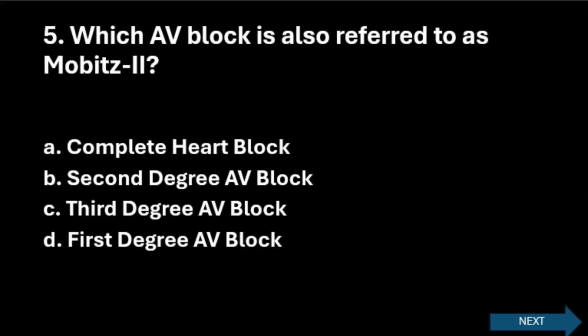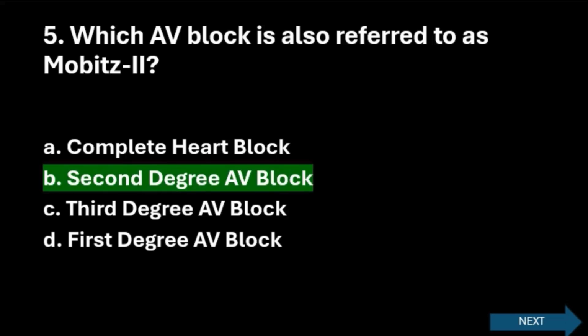Next question. Which AV block is also referred to as Mobitz type 2? Option A, complete heart block. Option B, second degree AV block. Option C, third degree AV block. Option D, first degree AV block. Here the right answer is option B, second degree AV block.